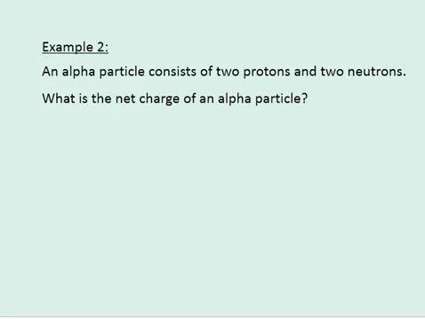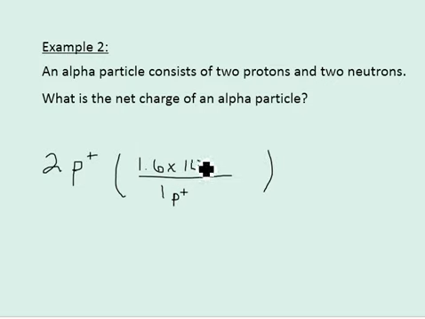Okay, here we have an alpha particle, which has 2 protons and 2 neutrons. We want to know what is the net charge of an alpha particle. We don't have any electrons here, so as a result we have an excess of 2 protons. And same thing here, we would remember that each proton has a charge of 1.6 times 10 to the negative 19th coulombs. And just make sure you remember that's a positive charge.